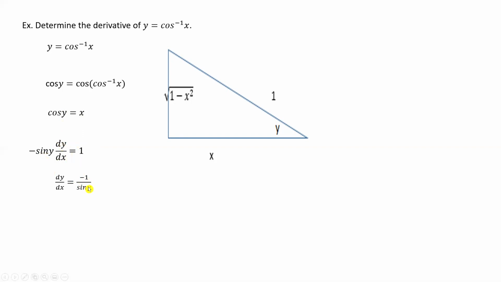If we knew what sine y was, we could replace it. So sine of y, opposite over hypotenuse. So sine y is root 1 minus x squared. That can come in place of sine y, and we have a derivative. It looks very similar to what we had before, except conveniently enough, it's negative, which is great because still we have derivatives of functions starting with c are negative.